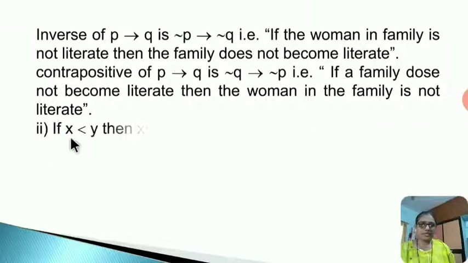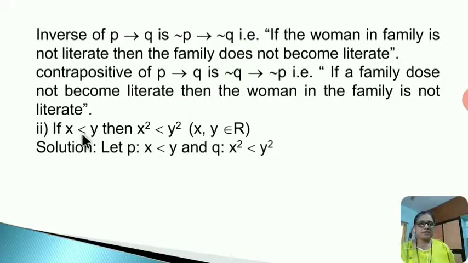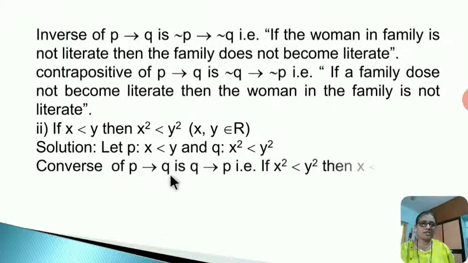Now the second example: if x is less than y, then x square is less than y square. Here both x and y belong to real numbers. Now let us represent these statements by P and Q. So here P is x is less than y and Q is x square is less than y square. The symbolic representation is P implies Q, and the converse of P implies Q is Q implies P.